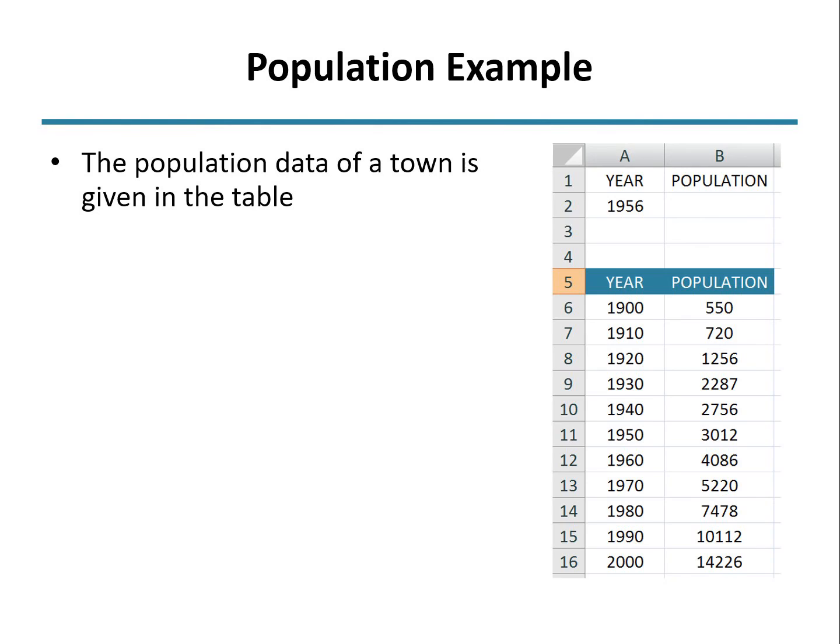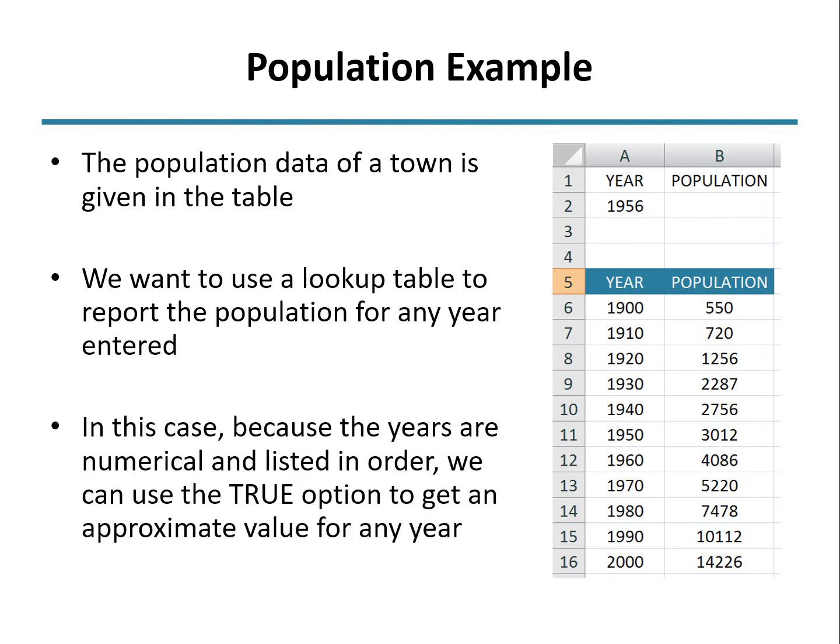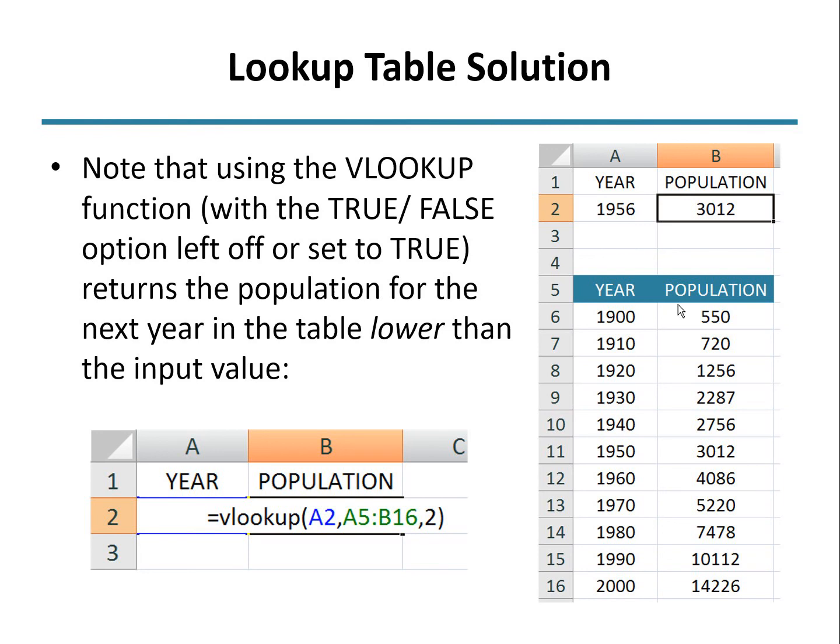Remember, we looked at the population of a town. It's given every 10 years. And so if we use the lookup table here with the true option, which, by the way, is default, we just looked up the population value. We try to correlate that to the table that's given down below. And because there's not an exact match for 1956, it looks at the lower value of that, so it returns the value from 1950. So that may not be what we really want, and so we would learn to use linear interpolation in a little bit of a later lesson.